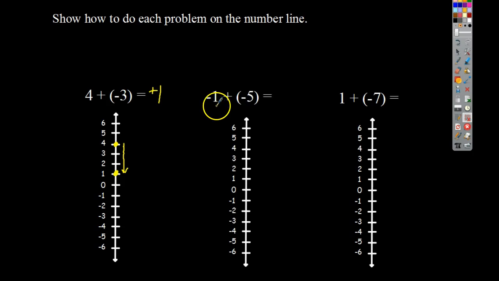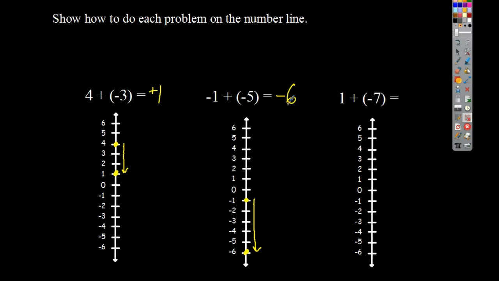In this case, I have a -1 and a -5, so I'm going to start at -1. I'm going down, and then I'm going down more, so my answer should be negative. So I'm going to go 1, 2, 3, 4, 5, and that gets me to -6. So here my answer will be -6.